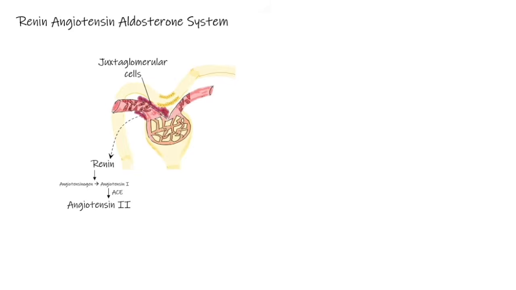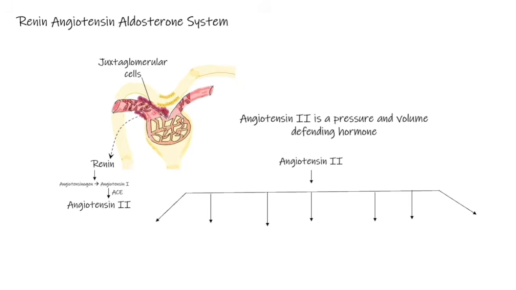To help us understand that, we need to look more in detail about some of the components of the renin-angiotensin-aldosterone system, specifically focusing on the actions of angiotensin II. Angiotensin II is a very important pressure and volume defending hormone. It has a plethora of effects, and we're going to highlight several of those here. Keep in mind that angiotensin II's actions are going to try and defend against a drop in blood pressure or a drop in blood volume. So see if you can identify how each of these actions help contribute to that.